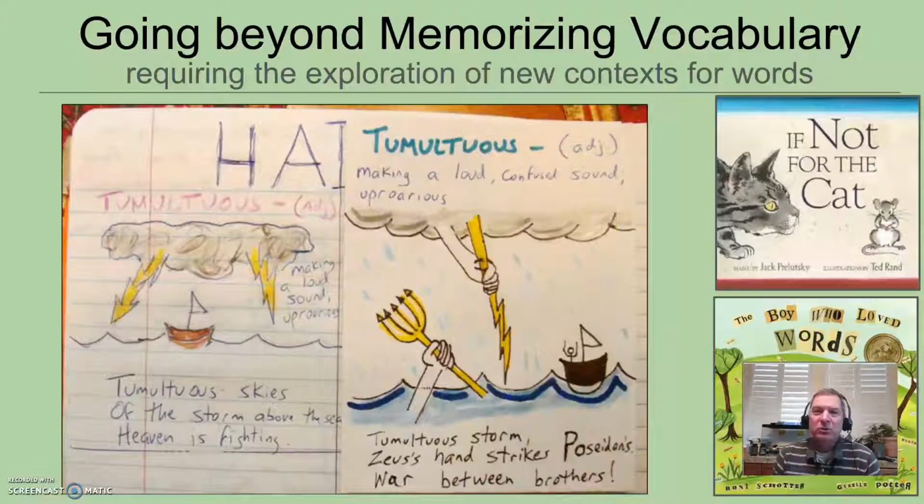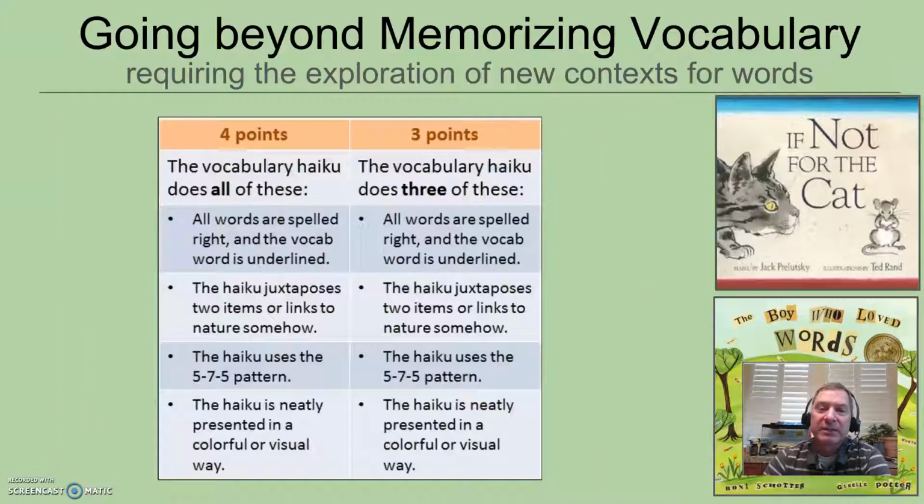I always show the students one of my rough draft haikus. Here's one for tumultuous, and then I show them my final draft, which I tweaked a little bit to make it more about mythology. But the students see, oh yeah, you can even improve on 17 syllables. So it's not just as fast as you can write a haiku. It's write one that's good and then improve upon it so it's even better.